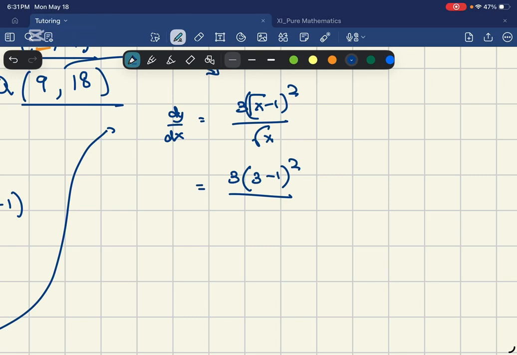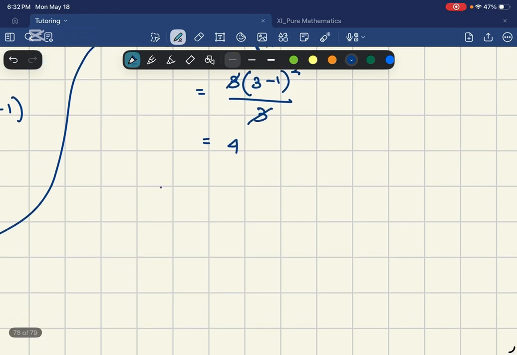The square root of 9 in the denominator is 3, so this is going to cancel out. I am going to get 4, right? So that is the slope of the tangent line. The slope of the normal line is going to be minus 1 over 4.